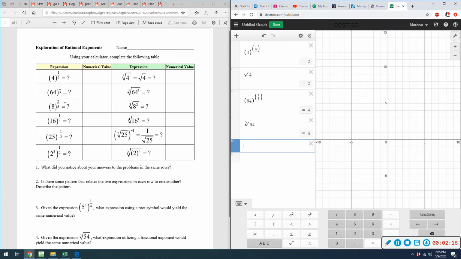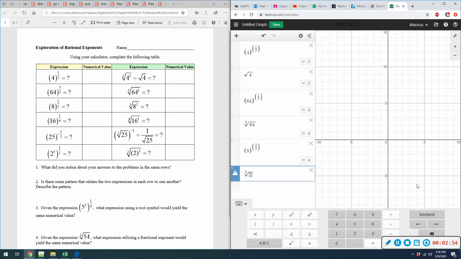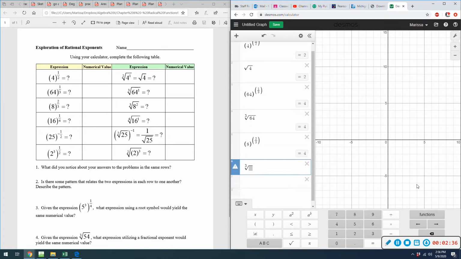Then the next one, we are doing 8 to the 2/3 power, which is 4. They've rewritten that now as the cube root, so let's bring that little n root back up so it can be a 3. And in it, we have 8 to the 2nd, which is also 4. So we're always getting the same thing.